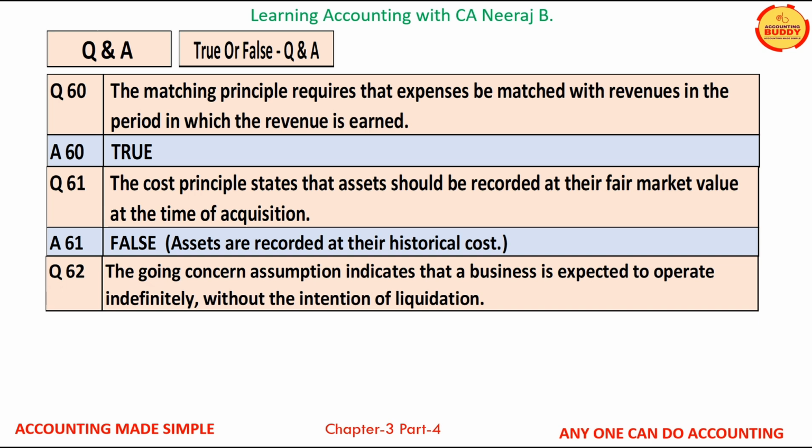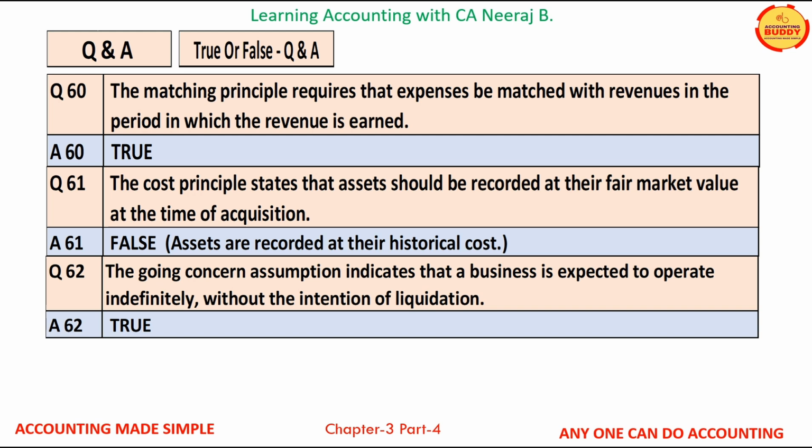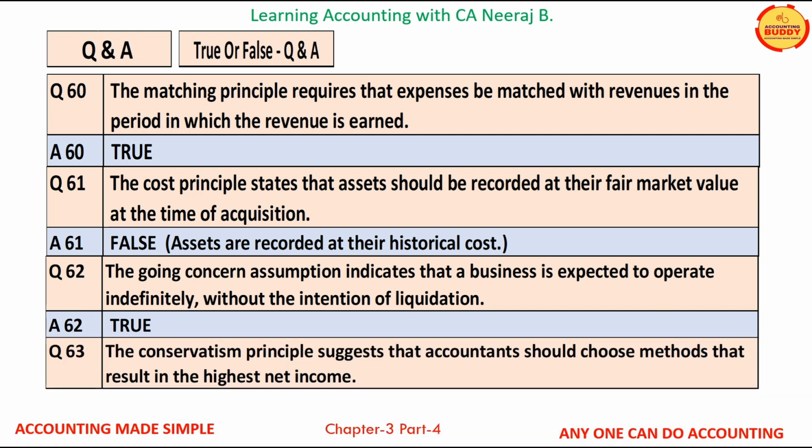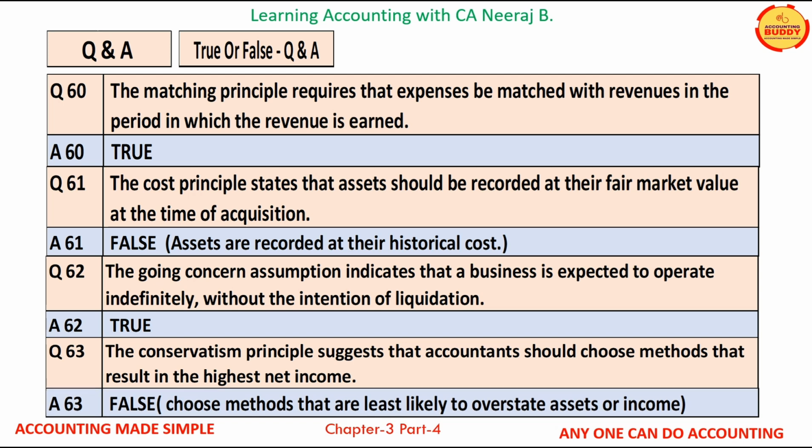Question number 62. The going concern assumption indicates that a business is expected to operate independently without the intention of liquidation. This is a true statement. Question number 63. The conservatism principle suggests that accountants should choose methods that result in the highest net income. This is a false statement. The accountant should choose the methods that are least likely to overstate assets or income.